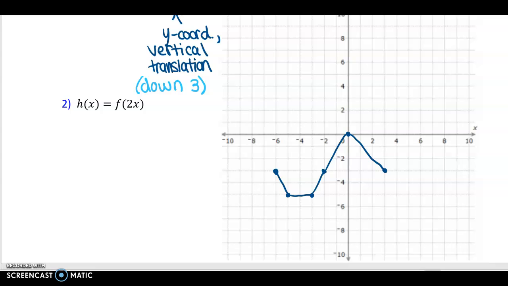Okay, sometimes the shape will change, like I could do a reflection over an axis, or I can compress or stretch it. In this case, all it did was slide around the graph, which is what a translation is.